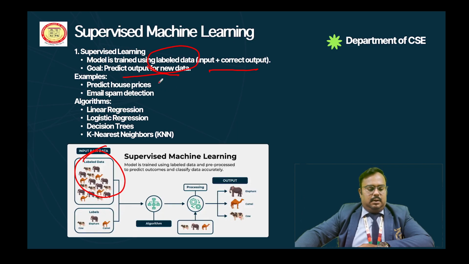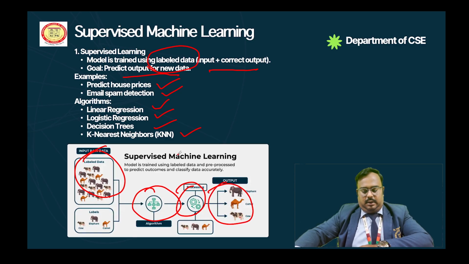We have various examples, like predicting house prices based on the area, location, and so on. Next one, email spam detection. Here the algorithms are given. The first ones are linear regression, logistic regression, decision tree, and KNN algorithm. In this diagram we give the collected input as raw data. After that we use any algorithm based on our requirement. After processing we get the desired output like labeled data. So this is supervised machine learning.